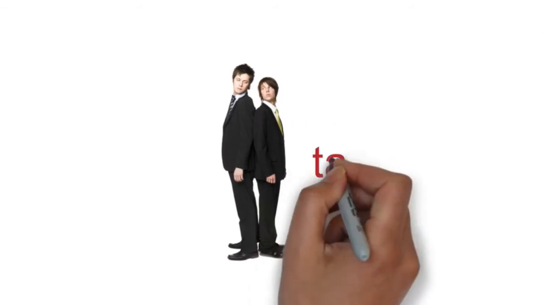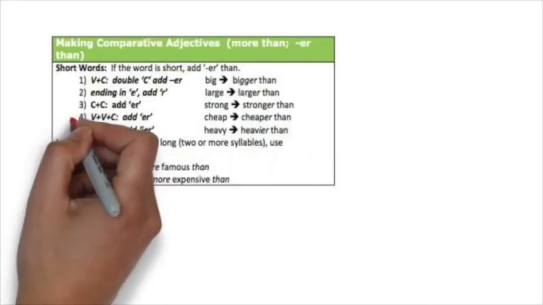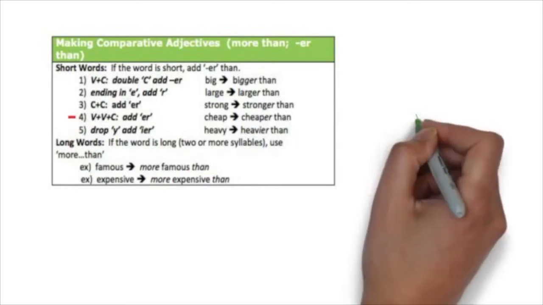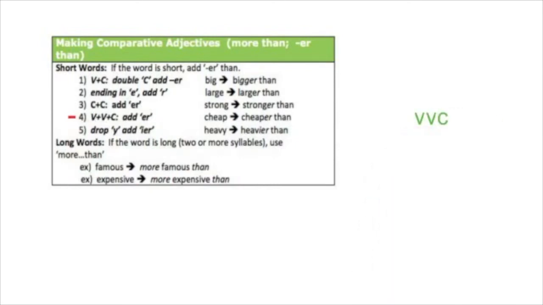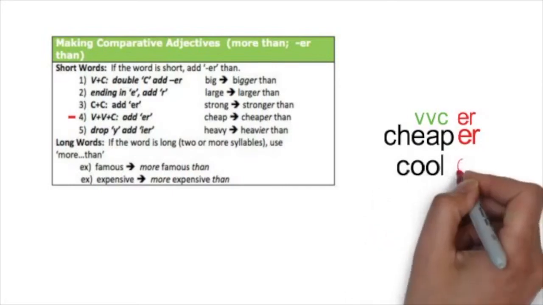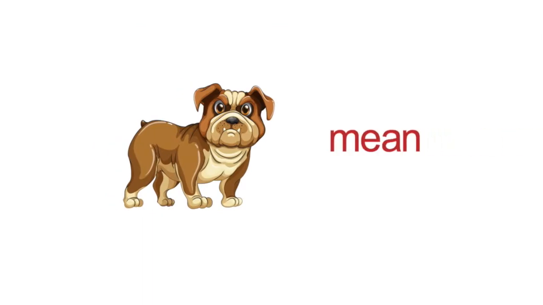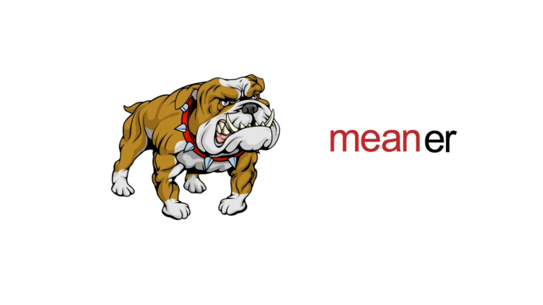Now you try one. Tall becomes... Yes, that's right. Tall becomes taller. Rule 4. For short words ending with a vowel plus a consonant, we add er. So cheap becomes cheaper, cool becomes cooler. And now you have a go. Mean becomes, that's right, mean becomes meaner.